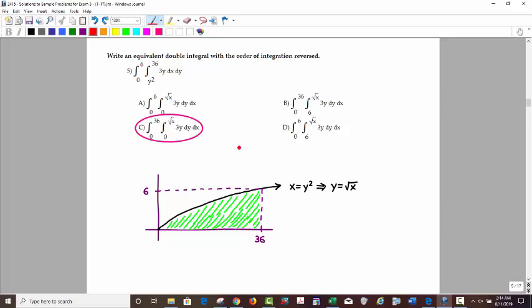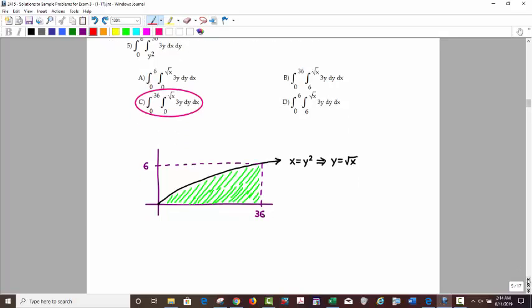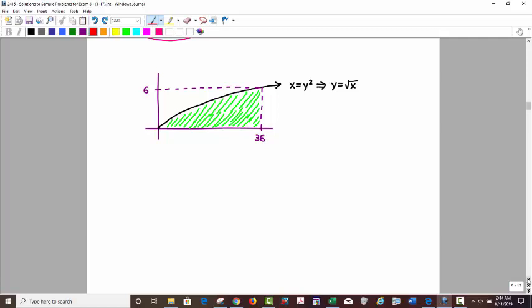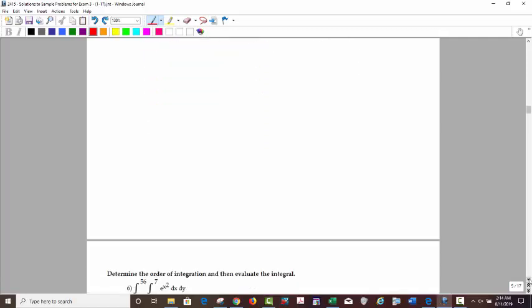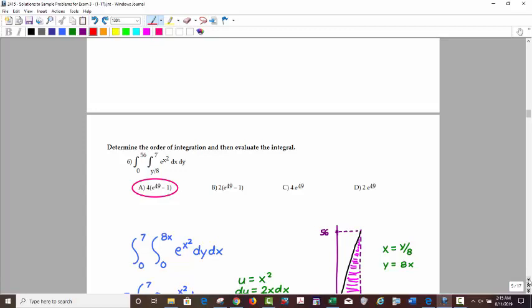And now we're going dy dx, so it goes lower to upper. So it goes from 0 to the square root of x, and then left to right for x means from 0 to 36. And there we go. Like I said, it did not ask us to work this one out, although it wouldn't have been that bad. Reversing the order of integration is a skill of its own, basically, even without doing the integral.